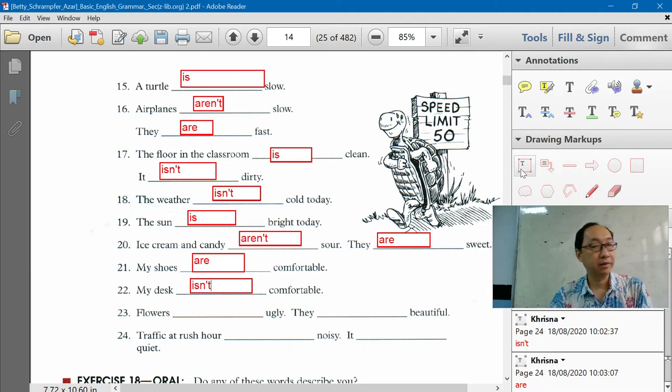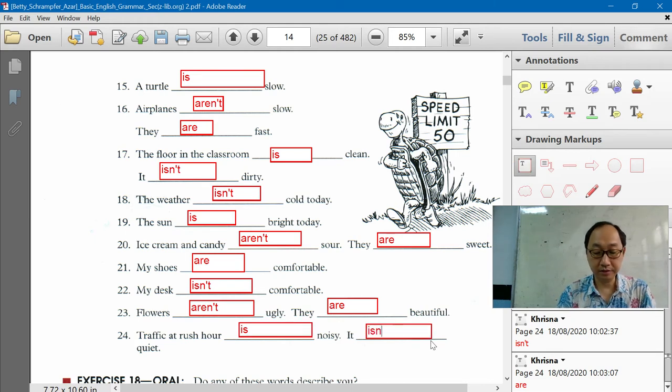Flowers. No, flowers aren't ugly. They are beautiful. Traffic at rush hour is noisy. It is not quiet. Yeah, it isn't quiet.